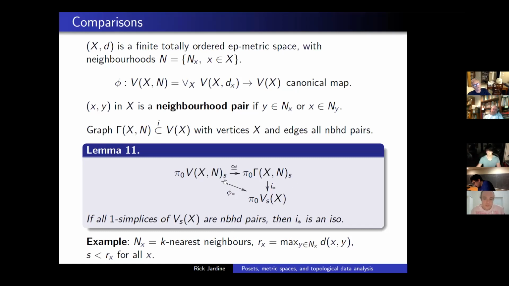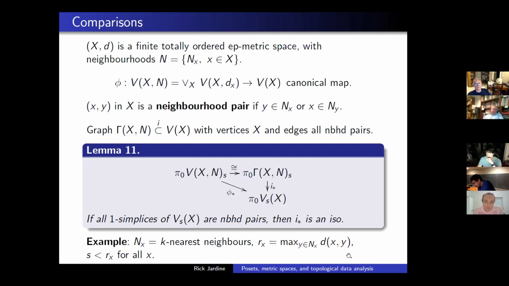Now, these aren't directly comparable by a map. You have to show that they do the same thing to the set of vertices. Okay, but they fit into a commutative diagram. And if it's the case that all the one simplices of Vs of X are neighborhood pairs, then the vertical map I star is an isomorphism.